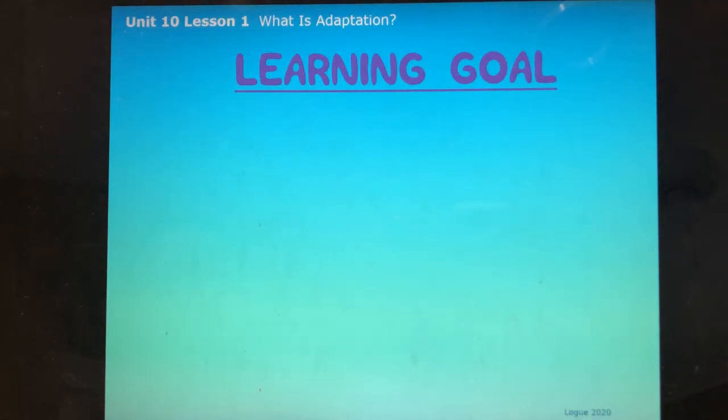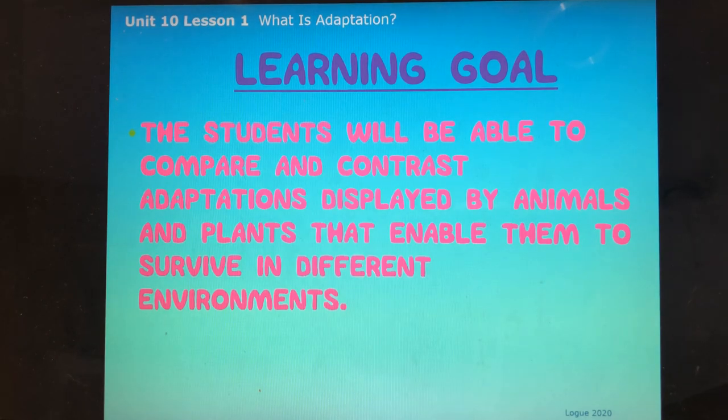So let's go ahead and take a look at our learning goal. The students will be able to compare and contrast adaptations displayed by animals and plants that enable them to survive in different environments.